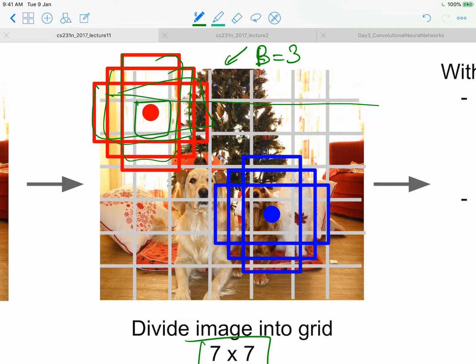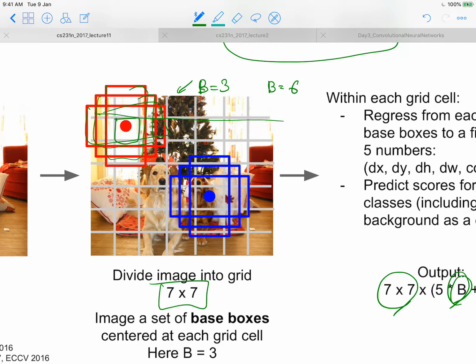Okay, and then we may obtain 10% bigger versions of that, right? And then in that case, our base bounding boxes will be 6. So in this case, we obtain these bounding boxes from each of our grid cells. So the number of proposed regions is fixed as that.